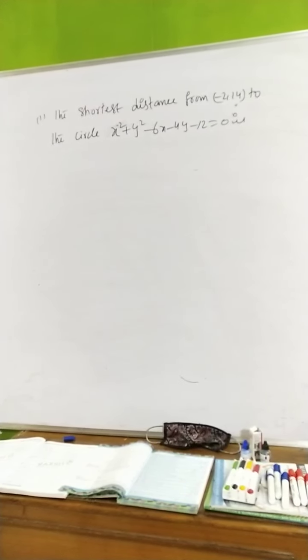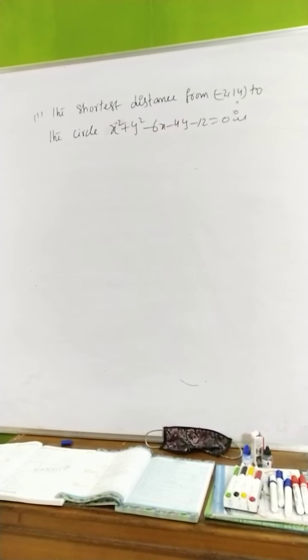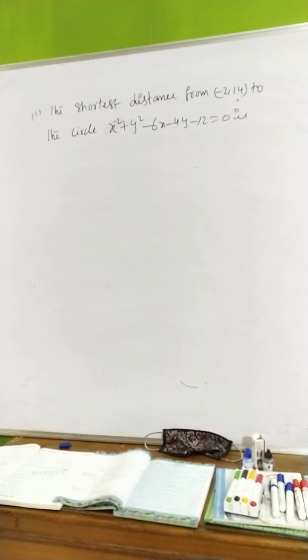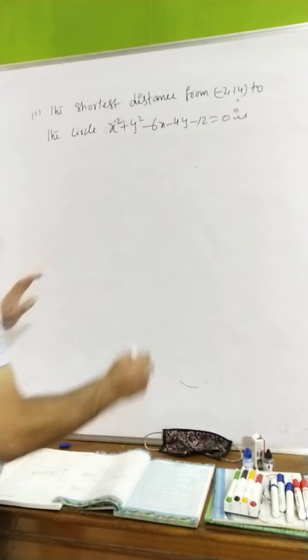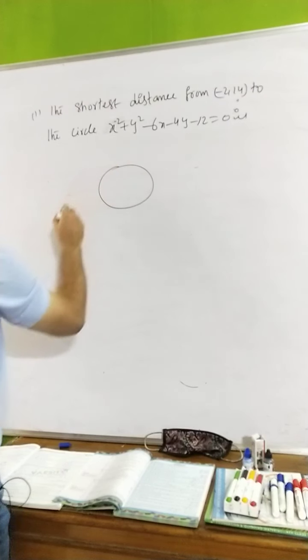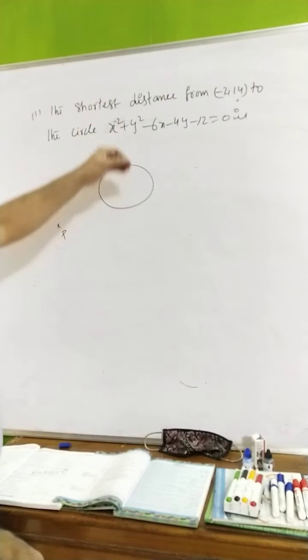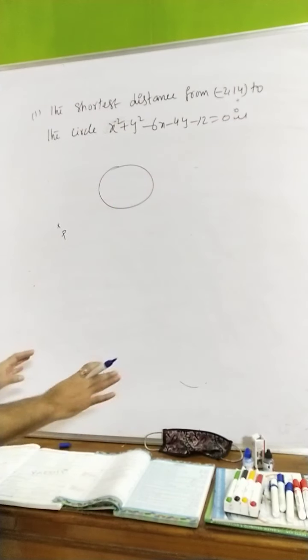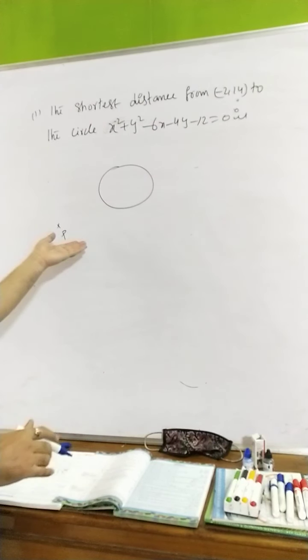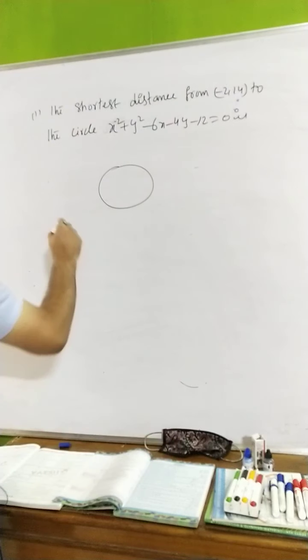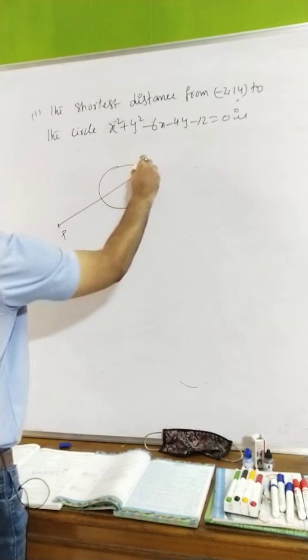We'll do the question on the shortest distance. What is that? The shortest distance from (-2, 14) to the circle, this one he has given. What is meant by shortest distance? Suppose P is here. I don't know exactly where P lies. After substituting only we can confirm that. Let us say P is outside or P may be inside, nothing will happen here. Whether it is outside or inside, you will understand in a better way.